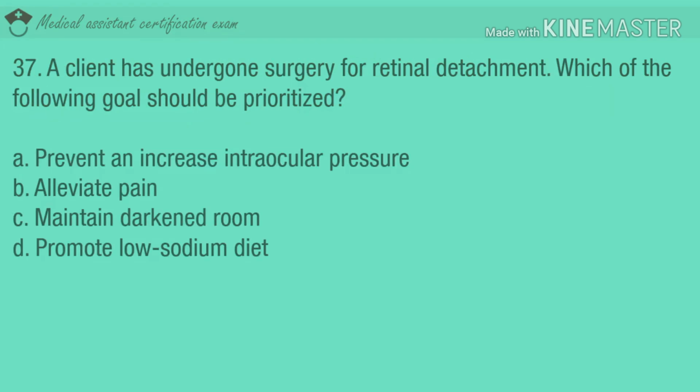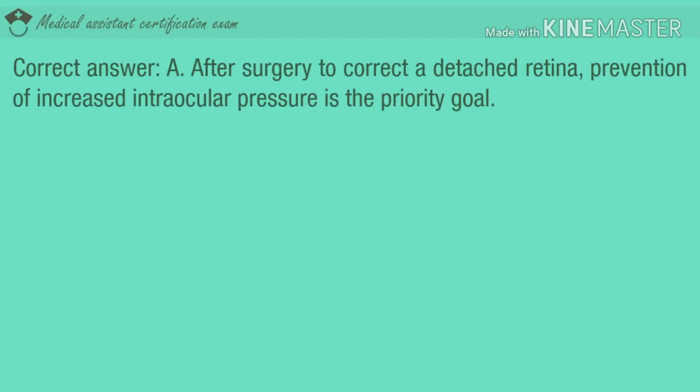Question 37. A client has undergone surgery for retinal detachment. Which of the following goals should be prioritized? A. Prevent an increase in intraocular pressure. B. Alleviate pain. C. Maintain darkened room. D. Promote low-sodium diet. Correct answer, A. After surgery to correct the detached retina, prevention of increased intraocular pressure is the priority goal.